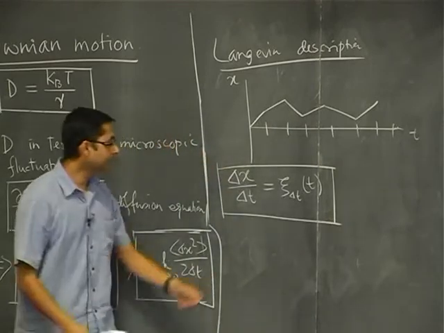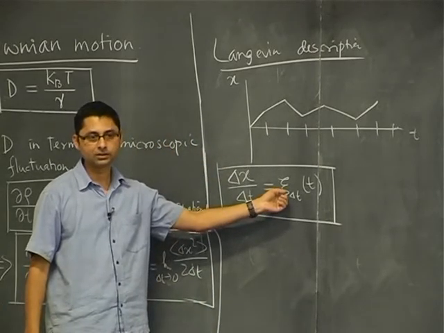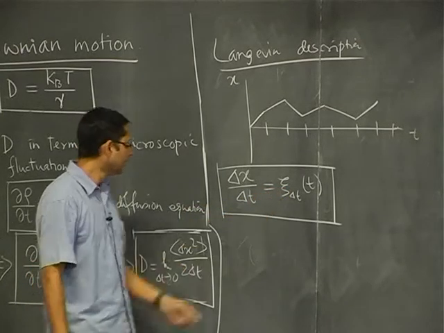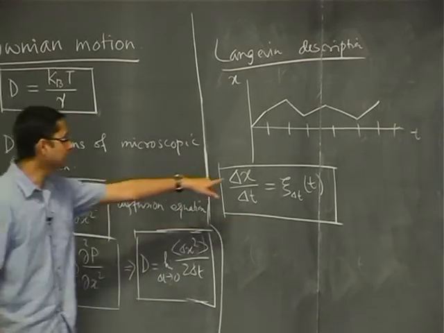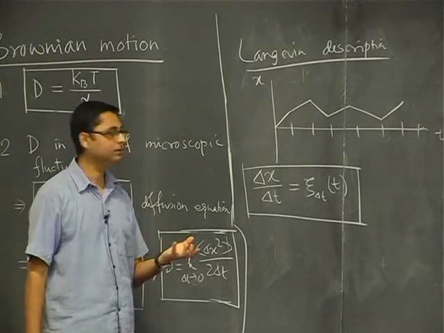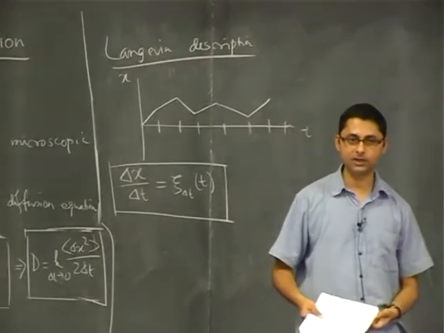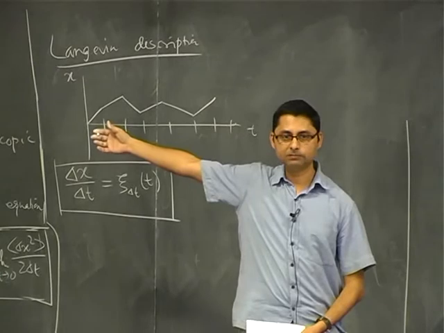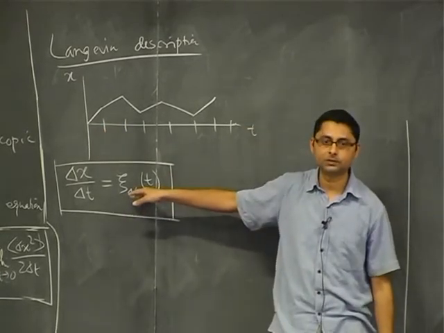So what kind of properties does this random variable satisfy? We are going to find the properties of this random variable xi(t). You see that delta x is a Gaussian random variable, because it has a distribution which is Gaussian. That's what we showed. So I'm going to use whatever we have done before this to define the properties of this noise.